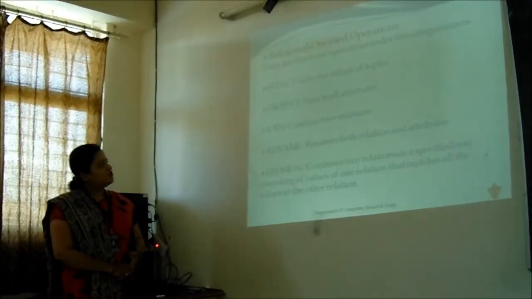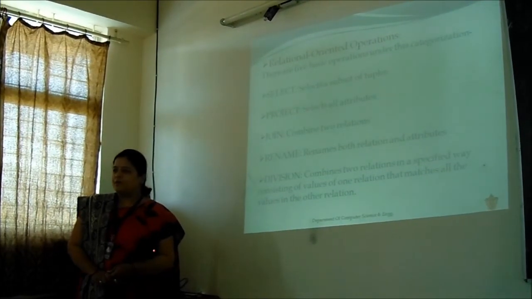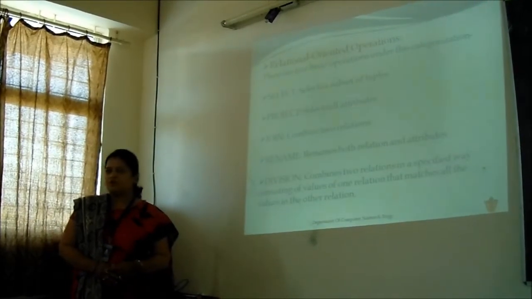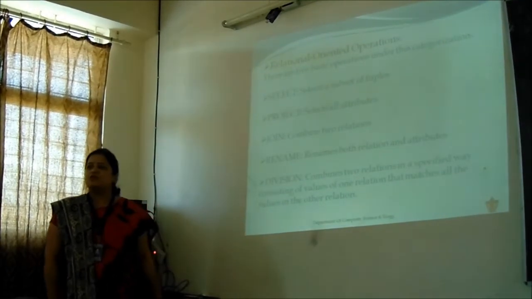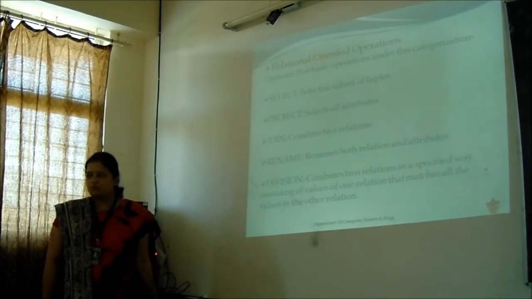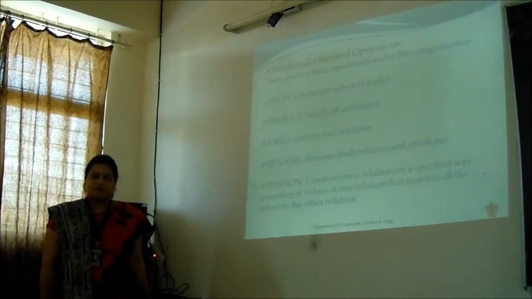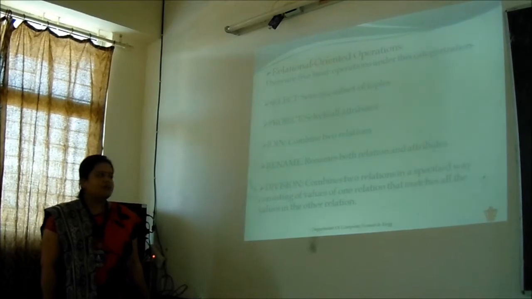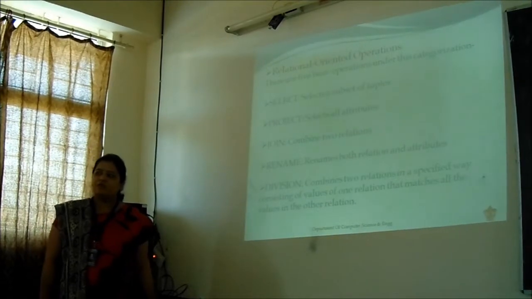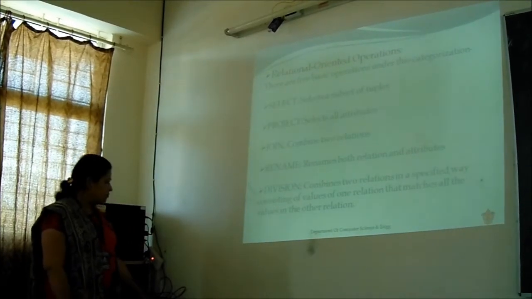The difference between select, project and join is that selection and projection are unary operations, which means they are applicable only on a single relation, and join is a binary operation because it involves the use of two relations and gives a single relation as a result. Fourth is the rename operation. It renames both the relation as well as the attributes. Fifth is the division operation. It combines two relations in a specific way, consisting of values of one relation that match all the values in the second relation. So these are the types of relation-oriented operations.